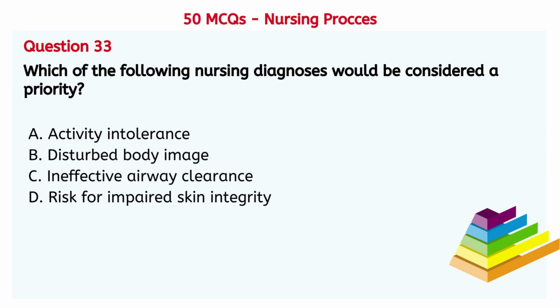Question 33. Which of the following nursing diagnoses would be considered a priority? The options are A. Activity intolerance. B. Disturbed body image. C. Ineffective airway clearance. D. Risk for impaired skin integrity.